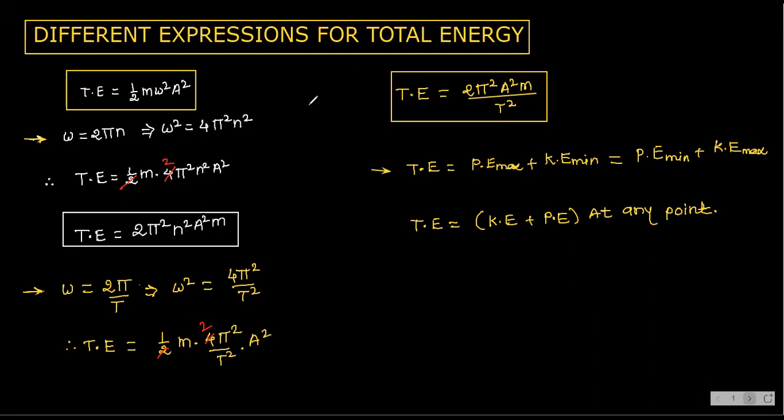Now the next topic is variation of potential energy and kinetic energy with position. This is just a graph. We have already seen the potential energy and kinetic energy graphs separately, but now I am combining the two, that is kinetic energy and potential energy. So see here, variation of potential energy and kinetic energy with position.